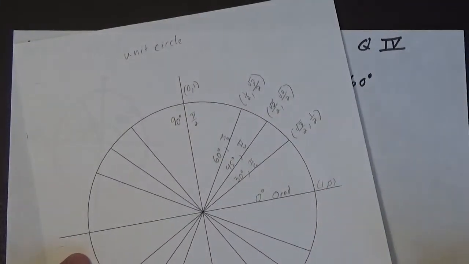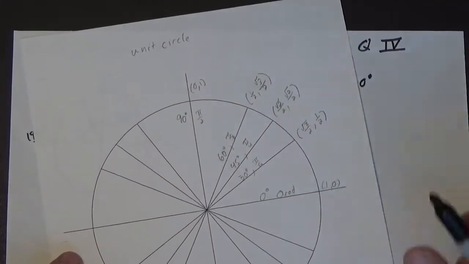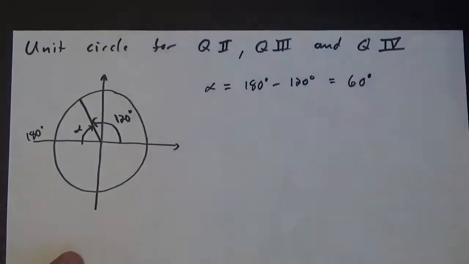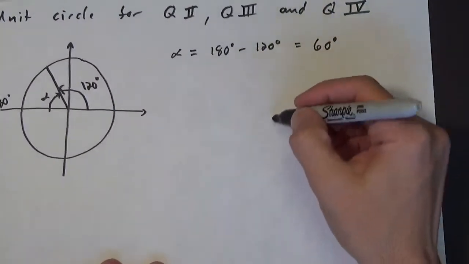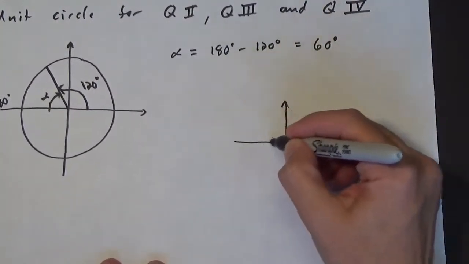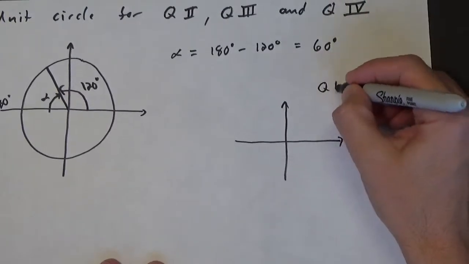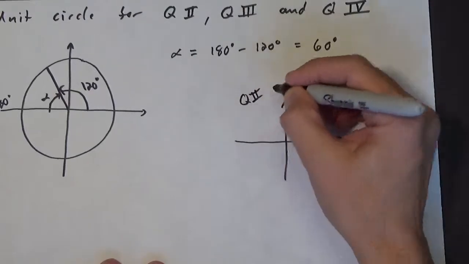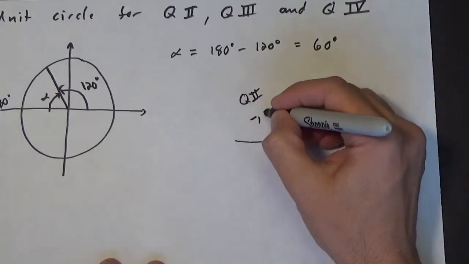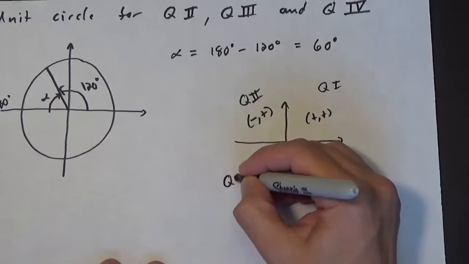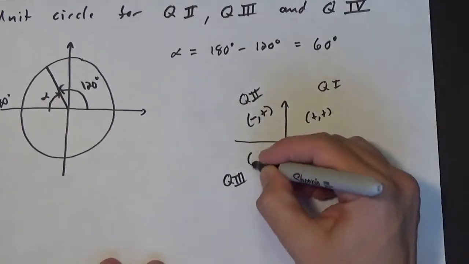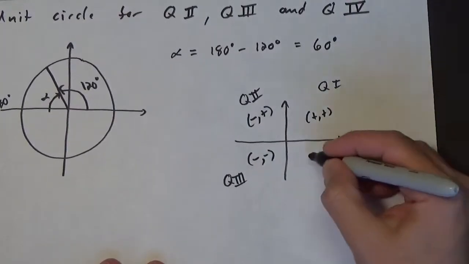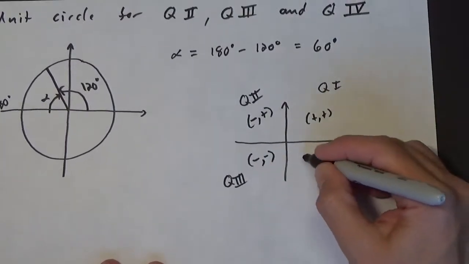However, the thing that changes is whether the x value or the y value is positive or negative. And that depends on what quadrant you're in. So if I look at my quadrants, if you remember, quadrant 1 is positive, positive. When we're in quadrant 2, the x value is negative and the y value is positive. In quadrant 3, the x value is negative and the y value is negative. And in quadrant 4, the x value is positive and the y value is negative.